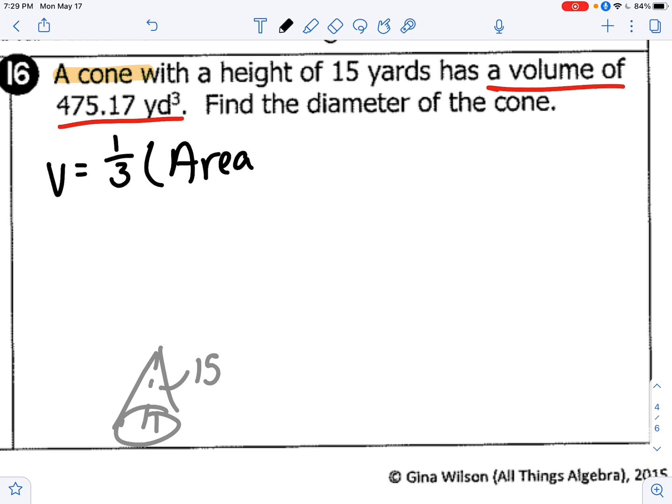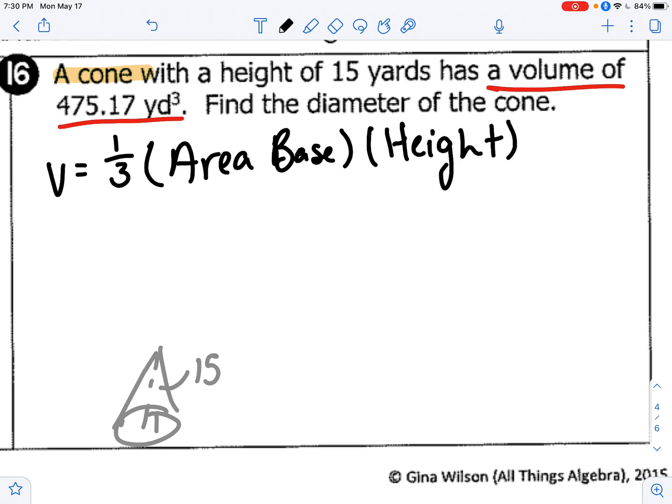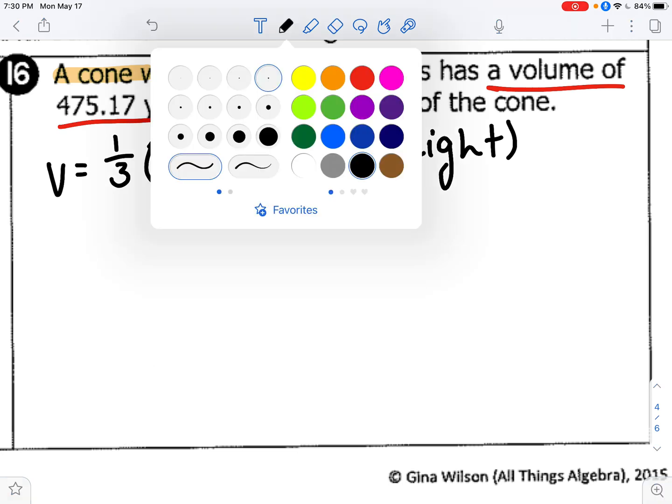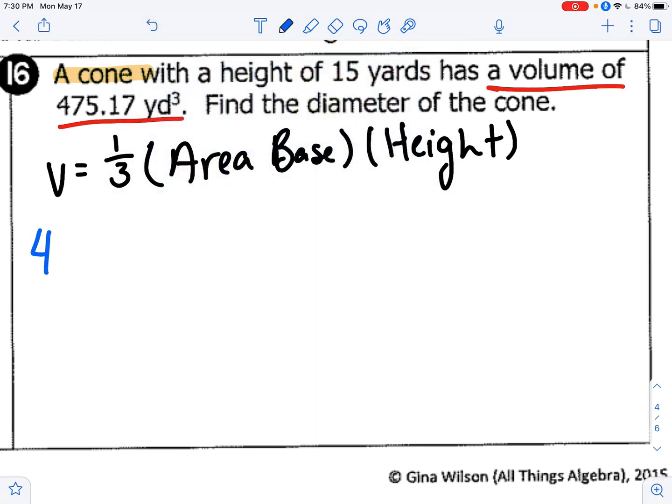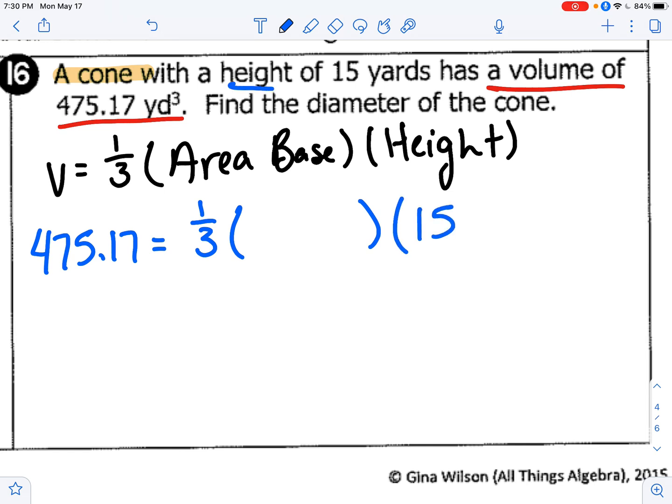First thing we should do, just like I mentioned before, write out your generic formula. For a cone, volume is 1/3 area of the base times the height. Okay, so now that I have my generic formula, I can plug in some of this known information. My volume, they said, was 475.17. Area of the base, I still don't know, but the height, they said, was 15.